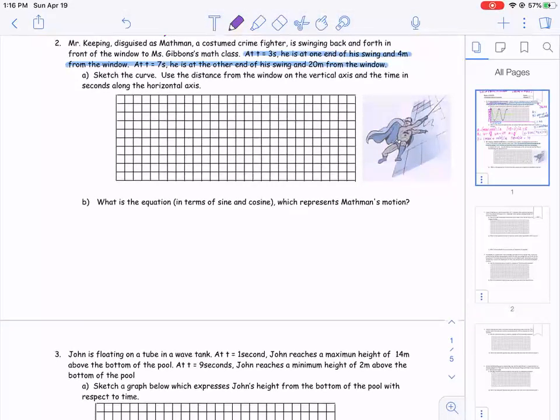So what we need to figure out is how to sketch this curve. At time equals 3, he is at one end of his swing, 4 meters from the window. So the bottom is always time. So we've got 1, 2, 3, 4, 5, 6, 7. Okay, so those are our 2 major times that we just saw. And then our distances probably need to go up by 2s, so we'll hit the 20 at the top.